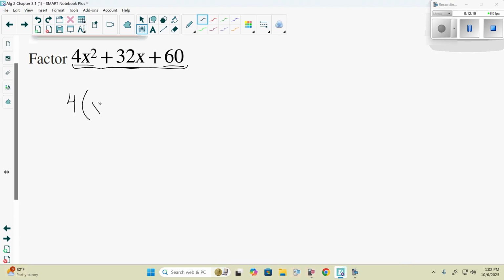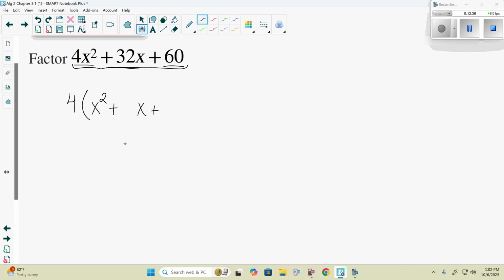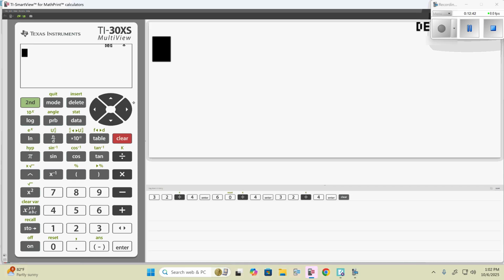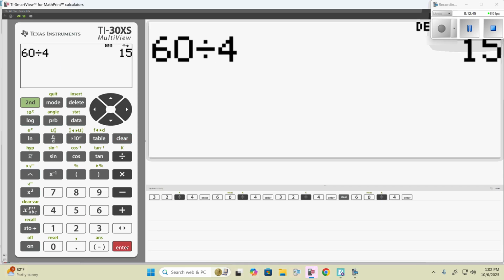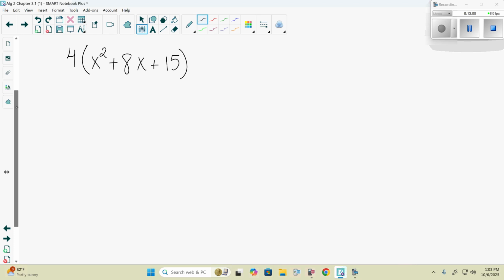4 divided out of 4x squared is going to be x squared. Now, when we factor 4 out of 32x, we'll still have the x. But really what we're doing is taking 32 and dividing it by 4, which gives us 8. So we'd have 8x. And lastly, 60 divided by 4 is 15. So we're removing 4 from all three terms. We're factoring it out, moving it to the front. Which gives us 4 times x squared plus 8x plus 15.